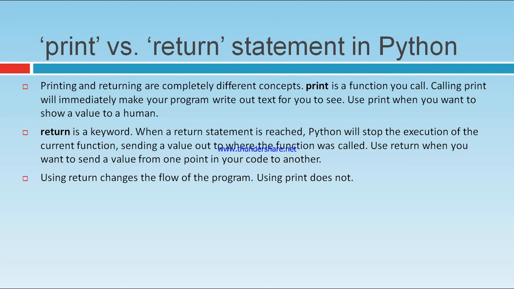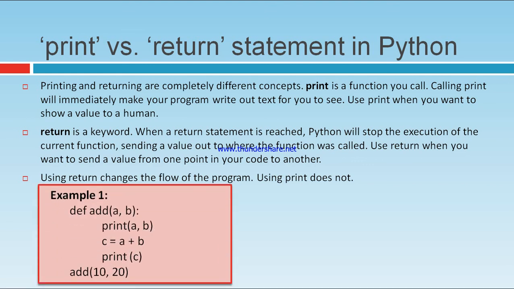So use return when you want to send a value from one point in your code to another point, right? Using return changes the flow of the program. Using print does not. Now just check it with an example. Example 1. Def add function is there with two input arguments a comma b. Here the function definition is print a comma b, c equal to a plus b, print c. Now just check the calling of the function.